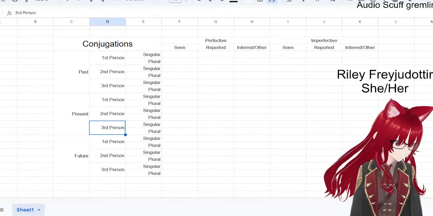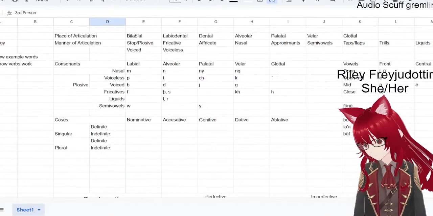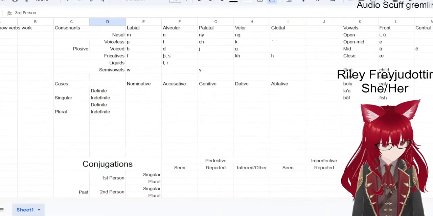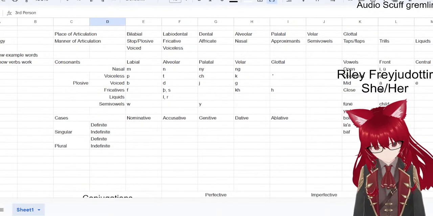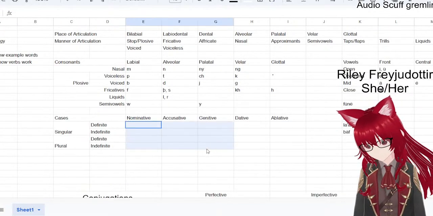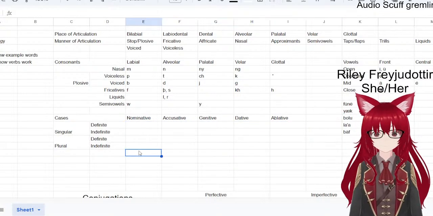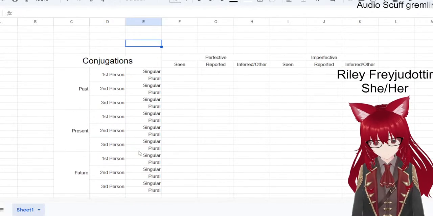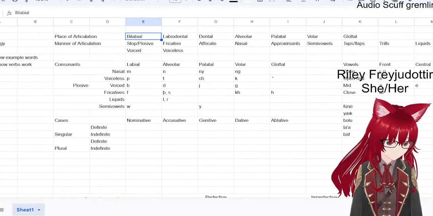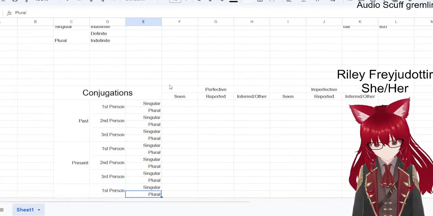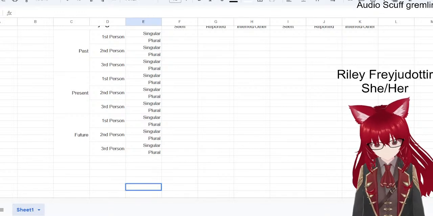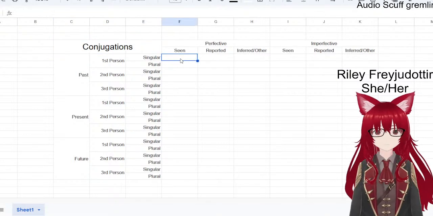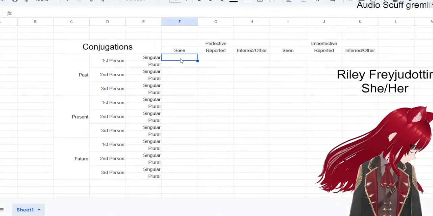I think that's going to be about it today. Next time we are going to start actually creating the forms for the cases and the conjugations, and some more example words. We're also going to talk about how these cases evolve and come about.